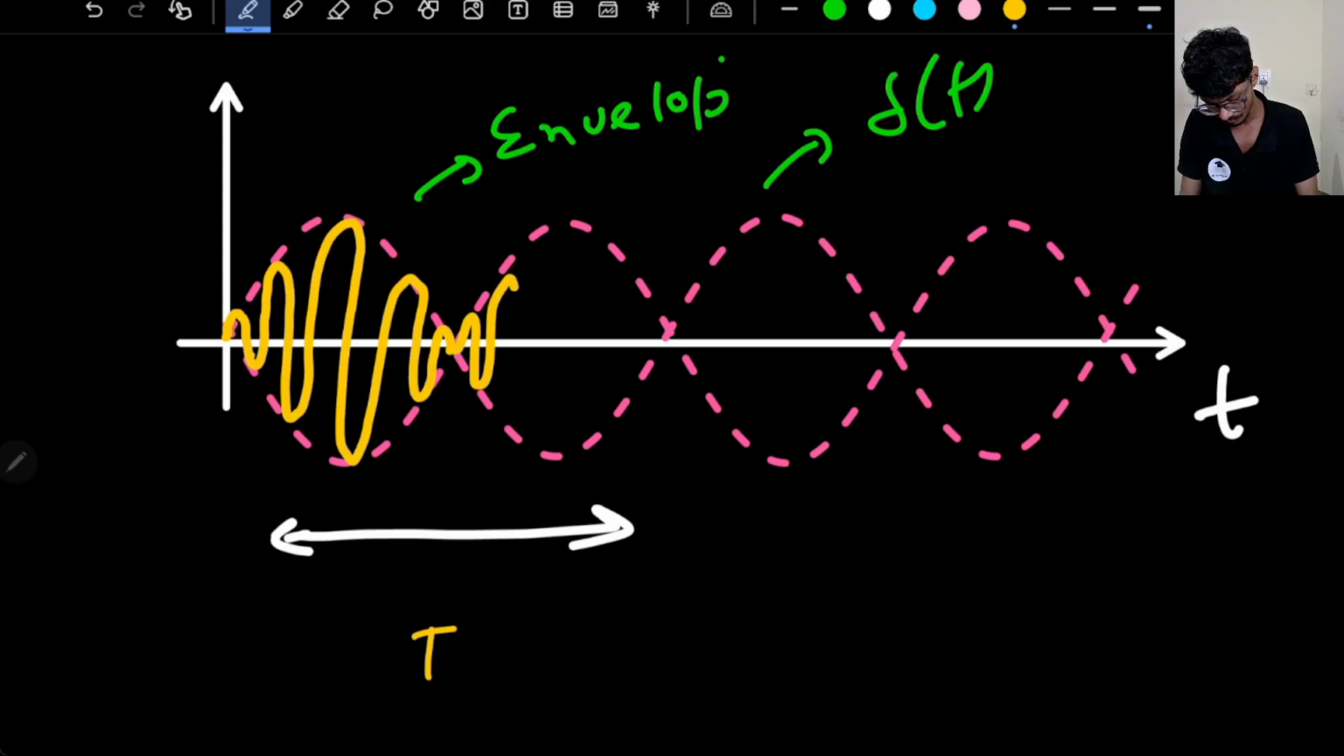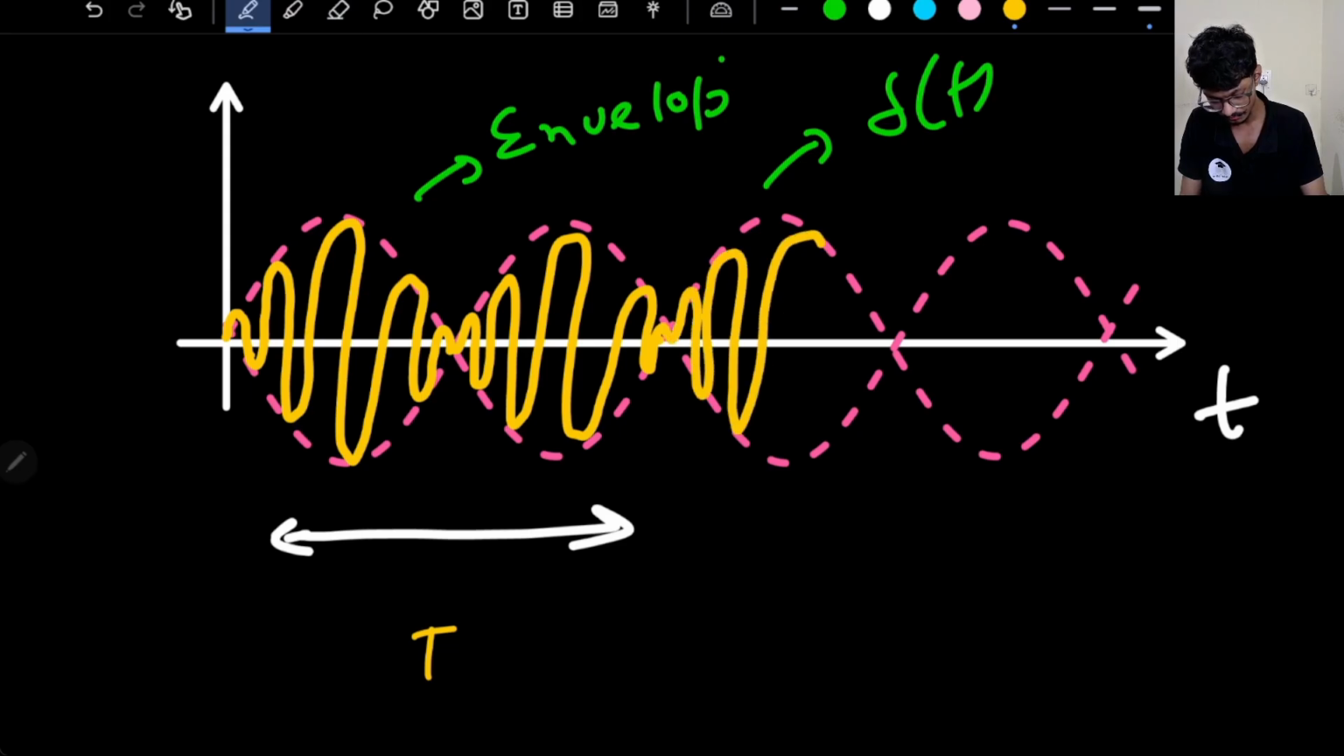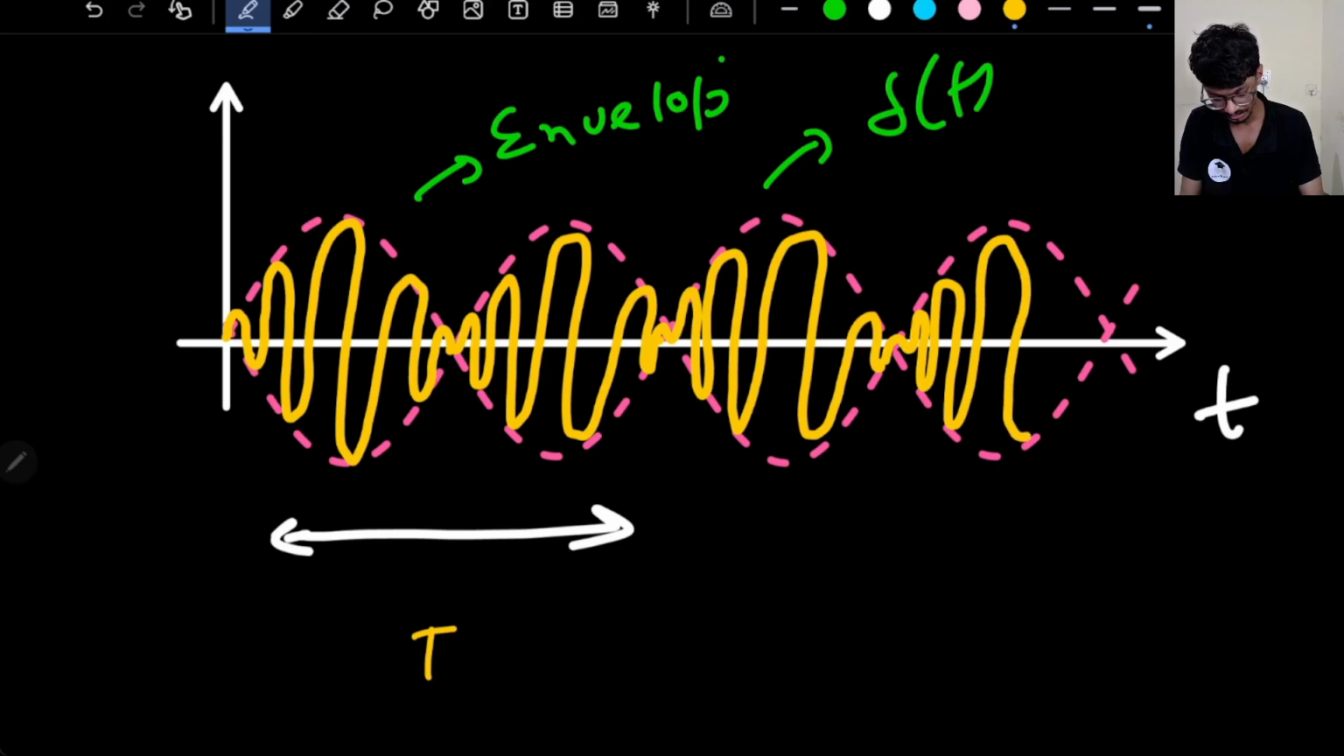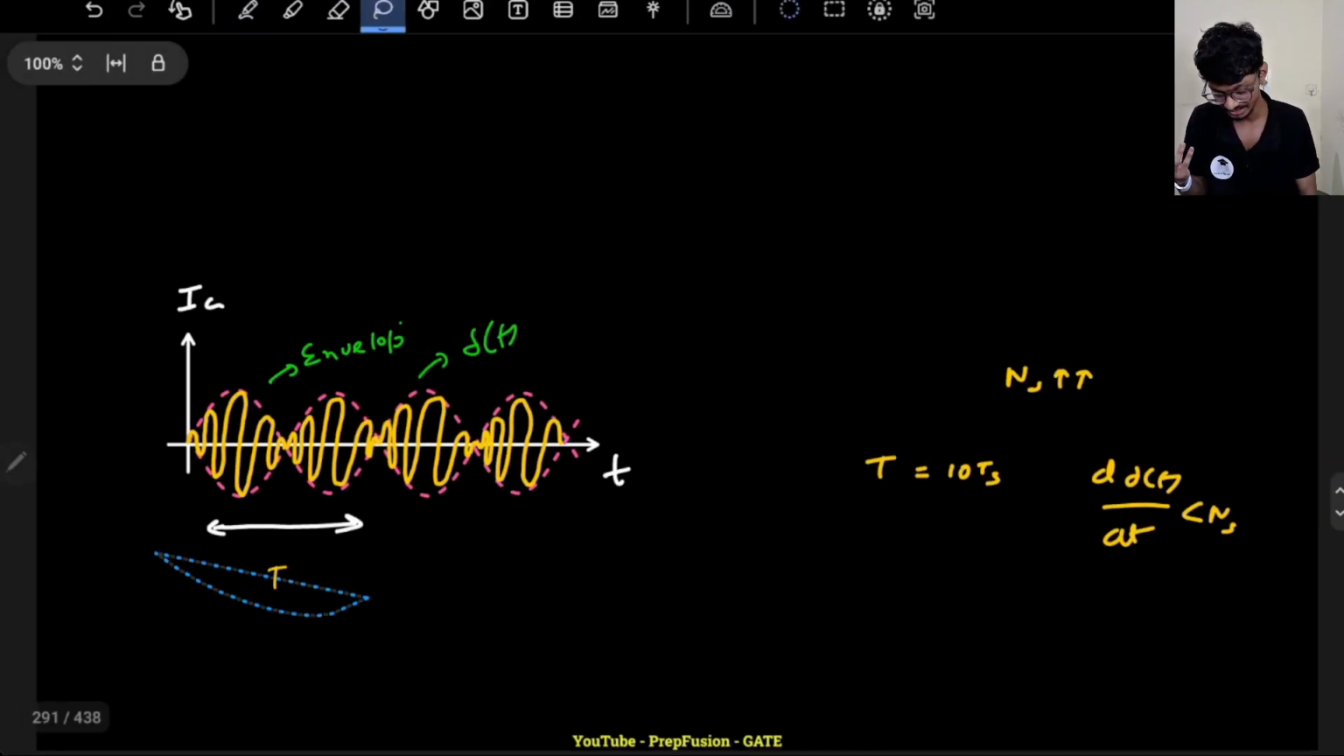Okay. I hope now it is clear why the current waveform is like this. Don't worry, this will not be asked. In an interview they can ask it. Otherwise, I just don't want you to get scared by seeing this graph, right?